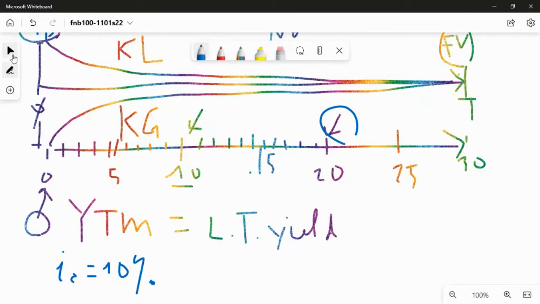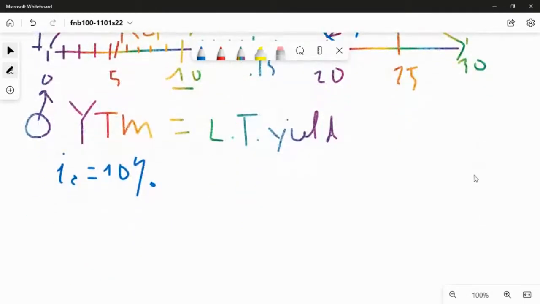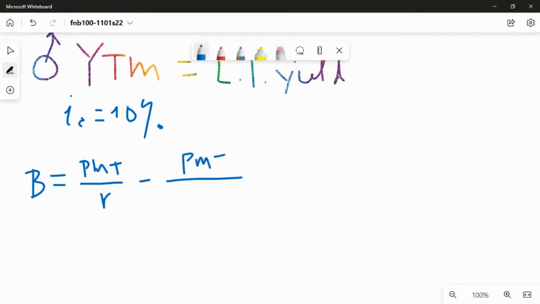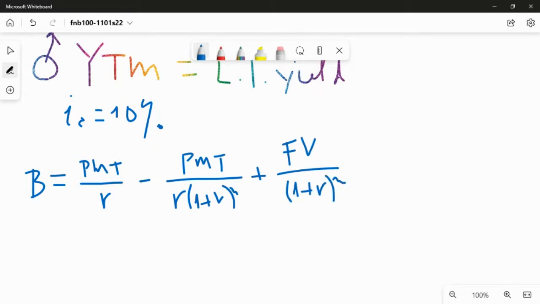But another interpretation of yield to maturity is this. This is the mathematical interpretation of yield to maturity. So you know what this is. That's the rational price of the bond, and we know what to do with that. The formula is payment over R minus payment over R times (1 plus R) raised to N, plus face value over (1 plus R) raised to N. Okay?